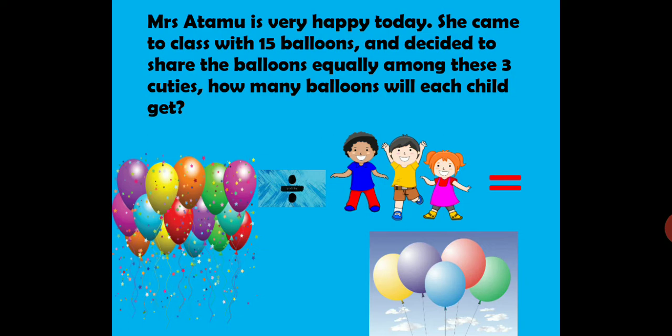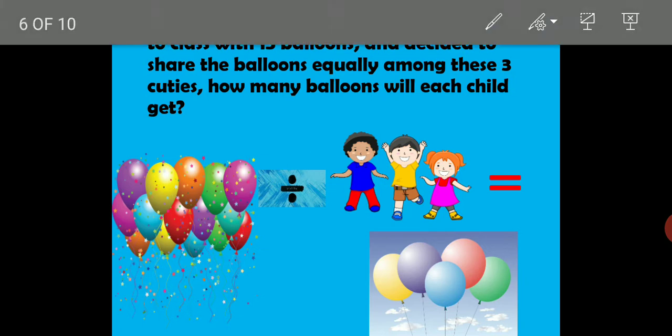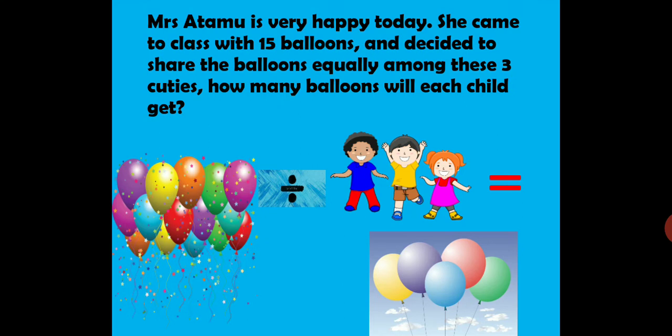So here is a bunch of 15 balloons brought to class by Mrs. Atamu because she's excited. Now, she's going to share these balloons with only 3 children, as you can see, equally. If you divide 15 balloons by 3 children, what will each of them get? Remember, this is the same sum we had earlier solved. So, let's count the number of balloons each of them will get. 1, 2, 3, 4, 5. So if you divide 15 by 3, it remains 5.